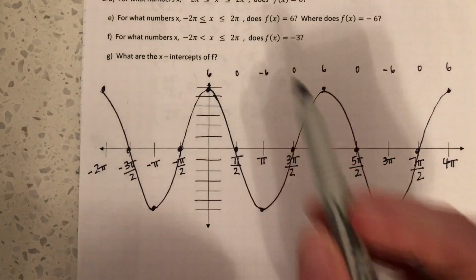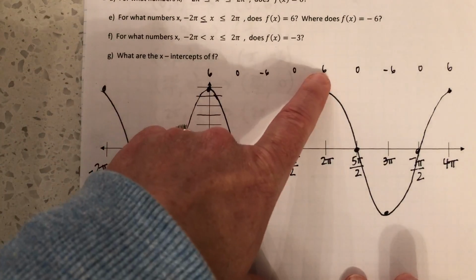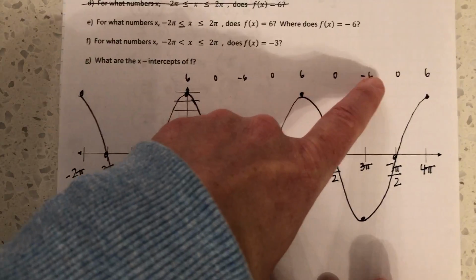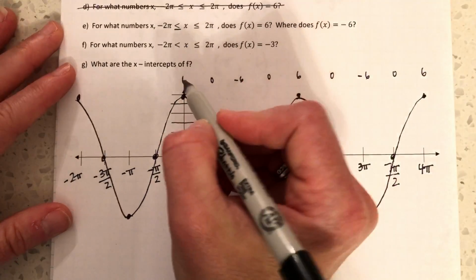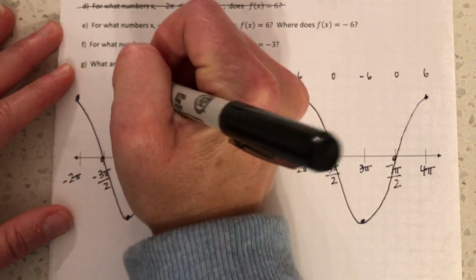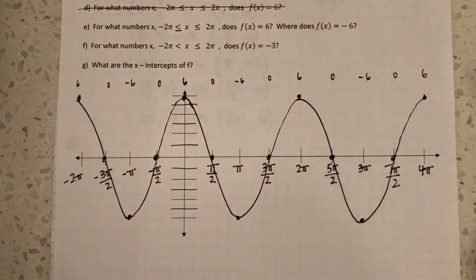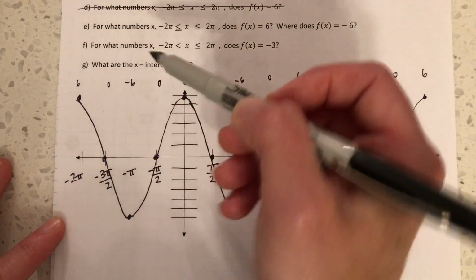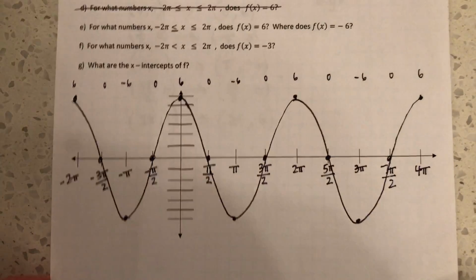There's a pattern to your outputs. 6, 0, negative 6, 0, 6, 0, negative 6, 0, 6, and so on. So you can use that as you go. Same thing: 0 came out for this input, then negative 6, then 0, then 6, and so on. So you see all of these angles that make these certain outputs come out, okay? All right, so let's go to question A.